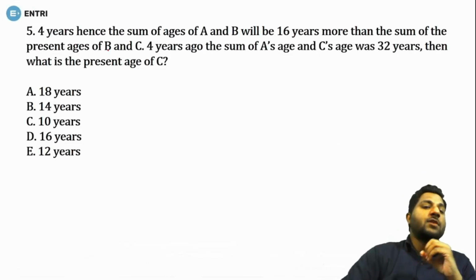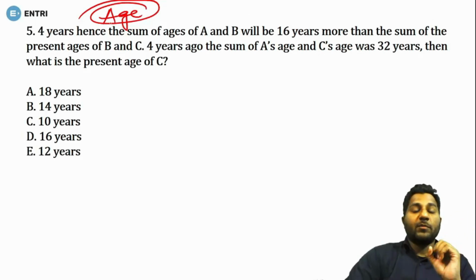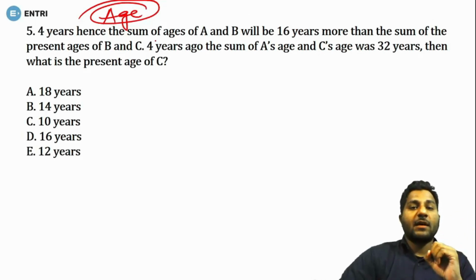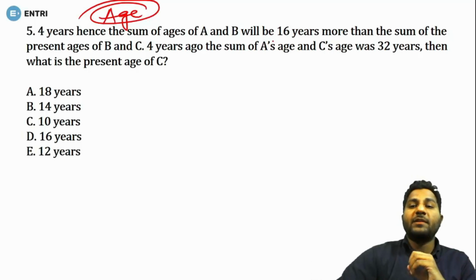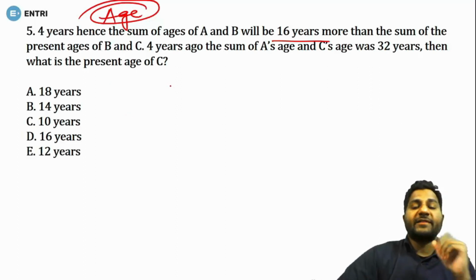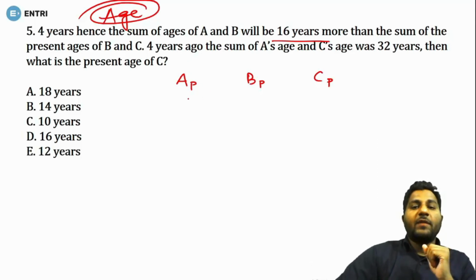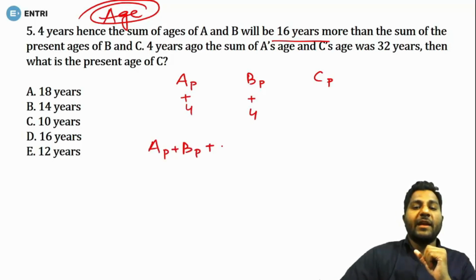The next question is based on age, and you know that it is one of the most important ones. 4 years hence the sum of ages of A and B will be 16 years more than the sum of the present ages of B and C. Let's say the present age of A is AP, B is BP and C is CP. 4 years hence, that means we have to add 4 years to both A and B, and it will become AP plus BP plus 8.